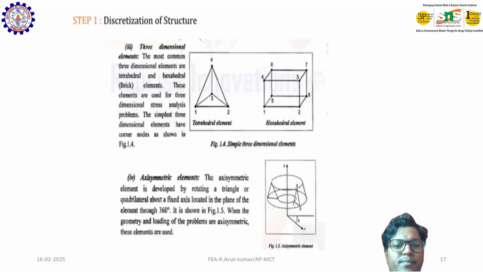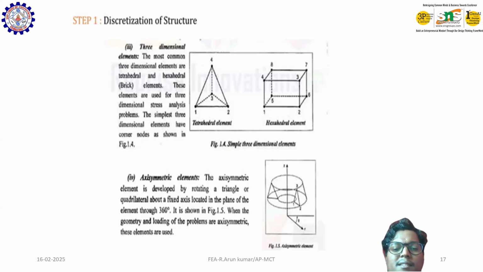The next one is the three-dimensional problem. The most common three-dimensional elements are the tetrahedral and the hexahedral, which is like a brick element. I have shown the figure on the right side. These elements are used for three-dimensional stress analysis problems. This is the simplest three-dimensional element, with nodes shown. Here we consider the tetrahedral element and the hexahedral element. The tetrahedral element is like a triangle-based solid, and the hexahedral is like a cube or brick.